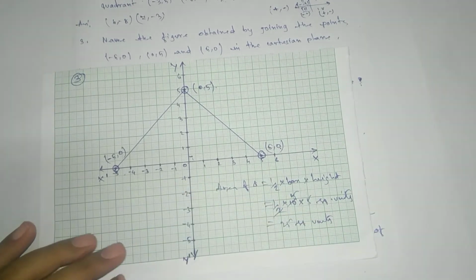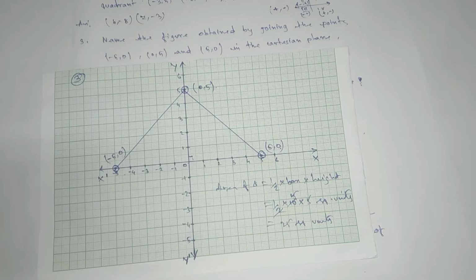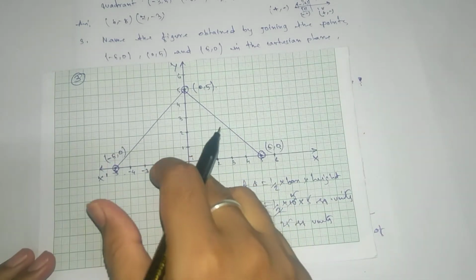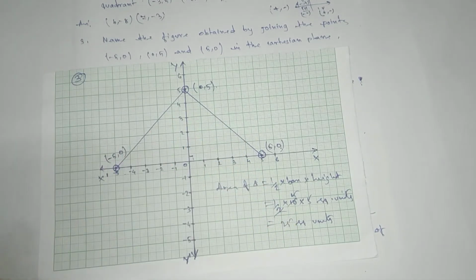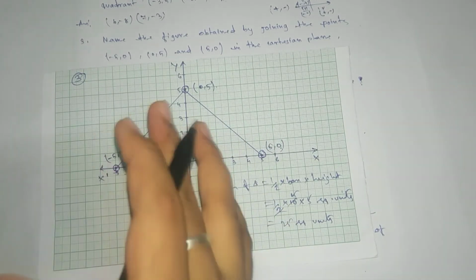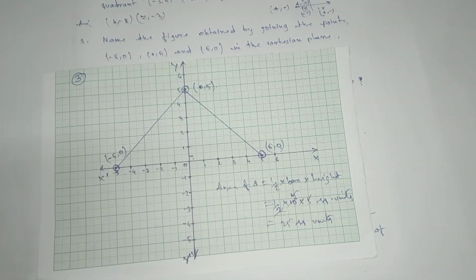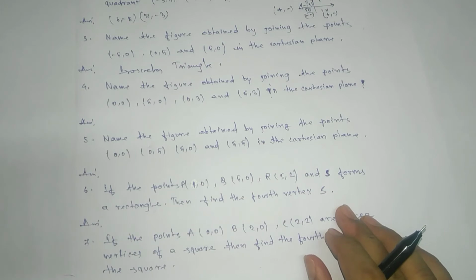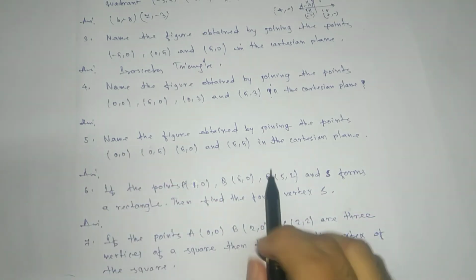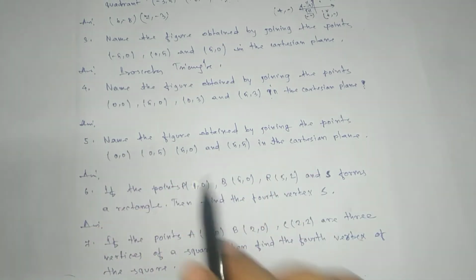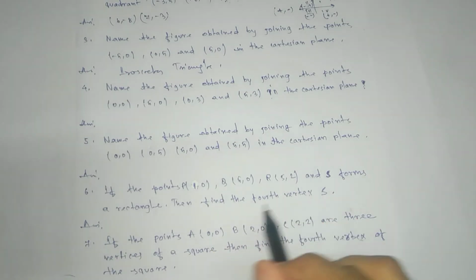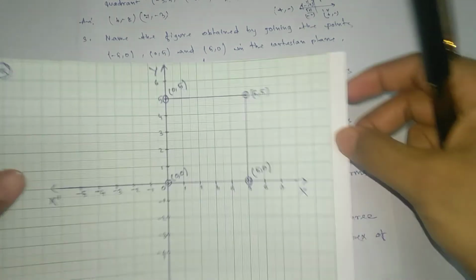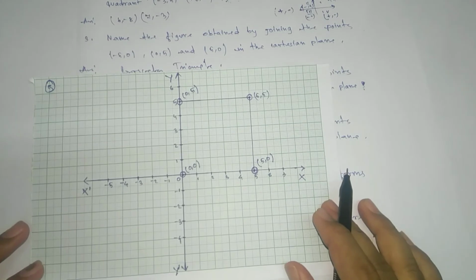This question is there in your Chand book: plot the points on the graph, find the area of the special figure obtained by plotting the points. So the next problem, that is the fifth number: name the figure obtained by joining the points (0,0), (5,0), (0,5), (5,5) in the Cartesian plane. If you look here, we can see we are getting a square.